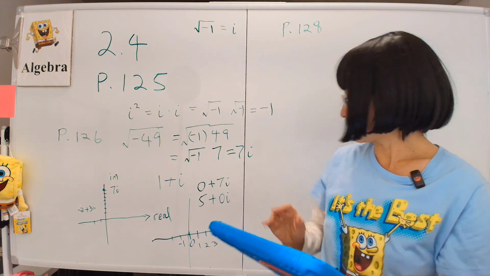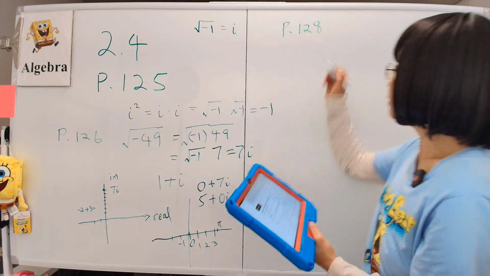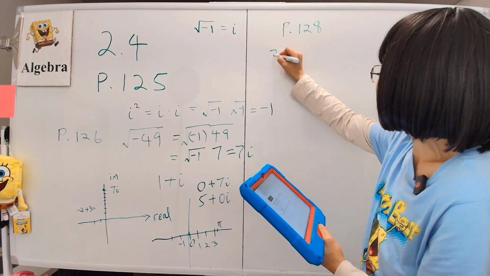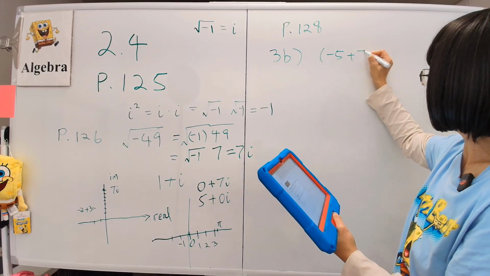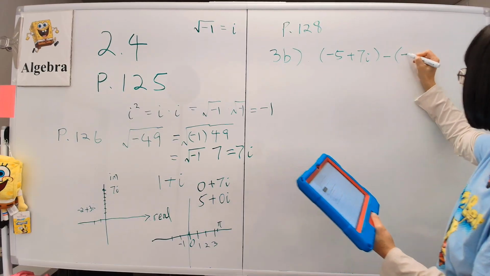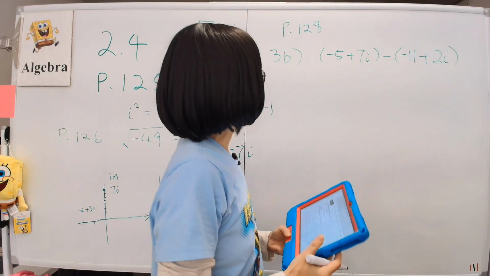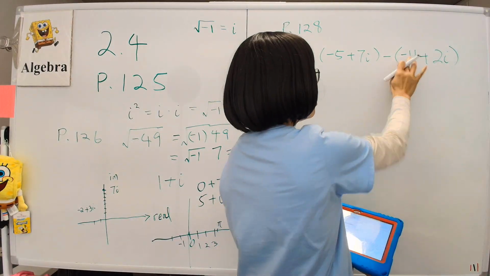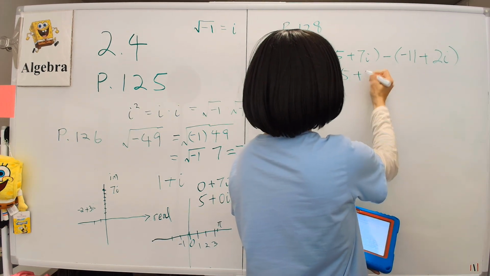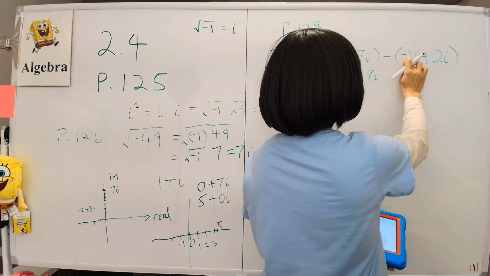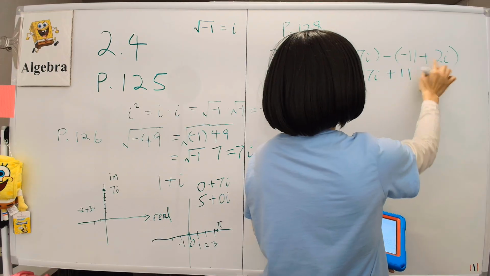Now let's do an example of example 3. Now let's do part B. Okay, part B, this is what? Example 3b. We will do minus 5 plus 7i, and then subtracted by -11 plus 2i. Now at this point, we do the same thing we always do when it comes to parentheses. We get rid of the parentheses, so this becomes minus 5 plus 7i. And then the negative, we'll change the sign of each term here, so this becomes a plus 11, and then a minus 2i.